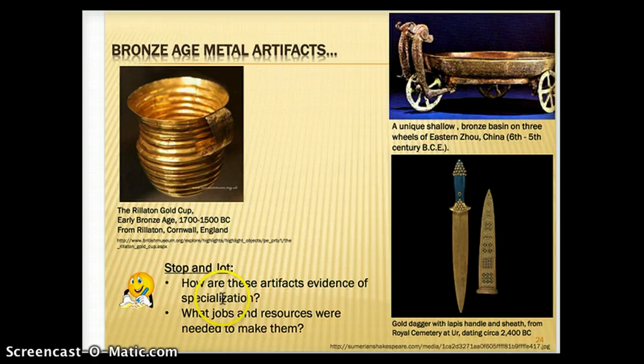And so I want you to stop and jot now in your notes: how are these artifacts evidence of specialization? What jobs and resources were needed to make them? So remember, think about specialization, which only happens after you get a lot of food, start to store it, so you have a surplus. Hopefully you got that. So once these civilizations had surpluses, they're able to start specialization. So how are these artifacts evidence of that? And again, what jobs and resources were needed to make them?